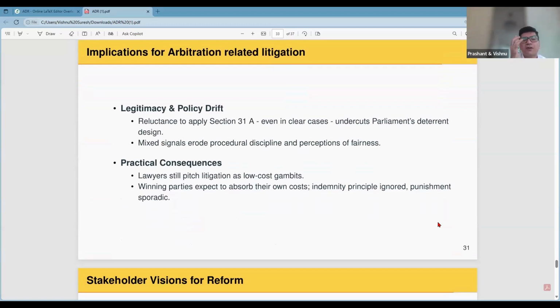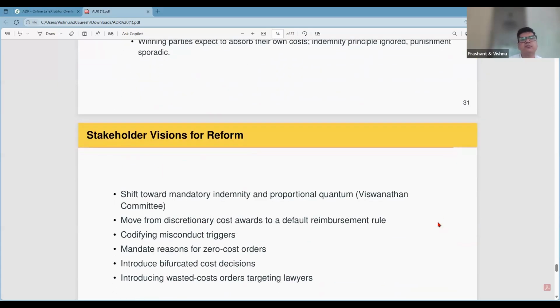So what are the consequences? Consequences are that lawyers will still see litigation as a low-cost gambit, and the winning party expects to absorb their own cost. So the indemnity principle is absolutely ignored, because even in those 4 cases where they actually imposed cost, it was not based on indemnity. It was mostly triggered by punitive reasons, although they did ask for a bill of cost, but it was not fully reflective of costs.